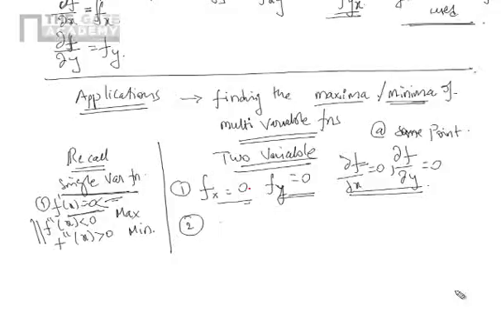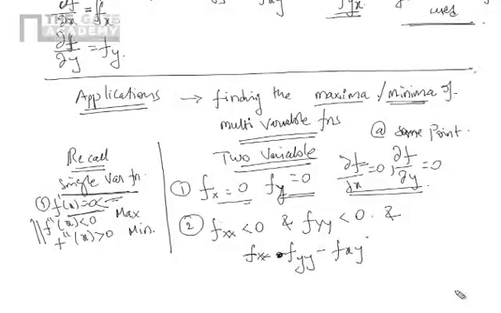Then we say that fxx is less than 0 and fyy less than 0 and, it is not so straightforward here, fxx into fyy minus fxy the whole square is greater than 0. If all these are satisfied, I call this as maxima.